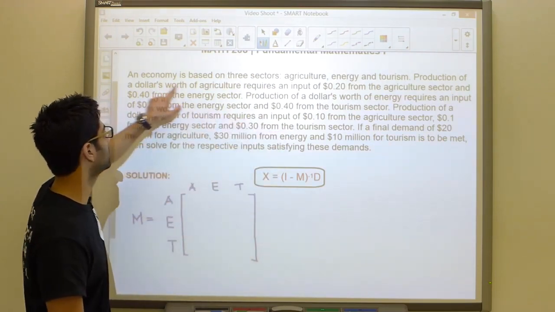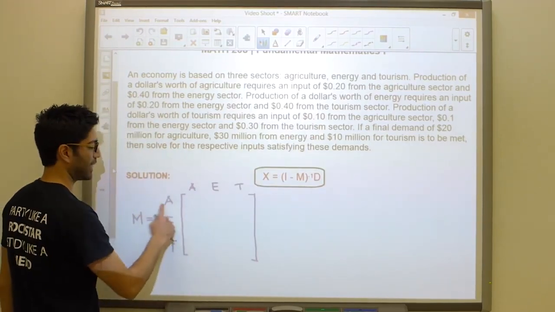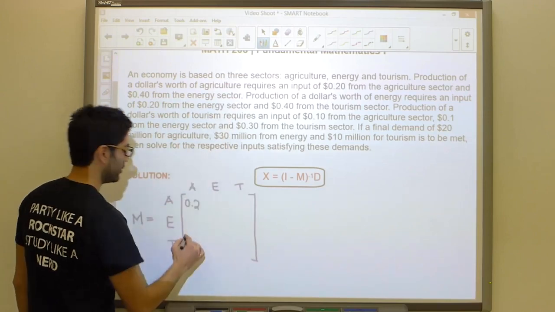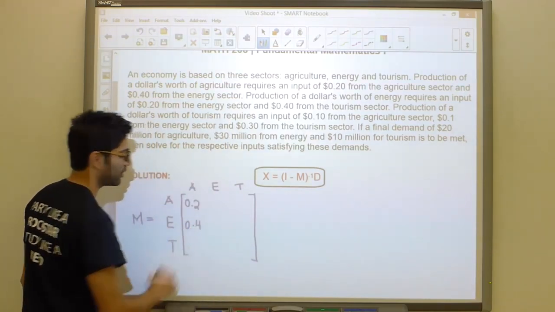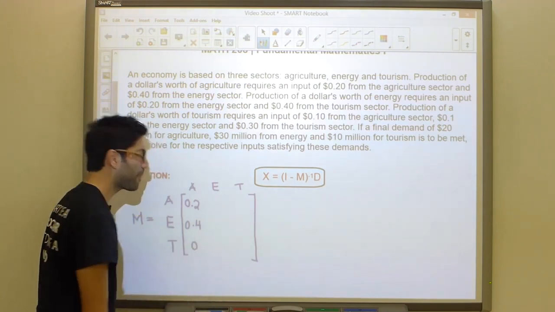So a production of $1 worth of agriculture requires 20 cents from agriculture. So agriculture and agriculture is 20 cents. And 40 cents from energy. So it's 40 cents from energy. Since they are not mentioning anything about tourism, we're going to put a 0 here.